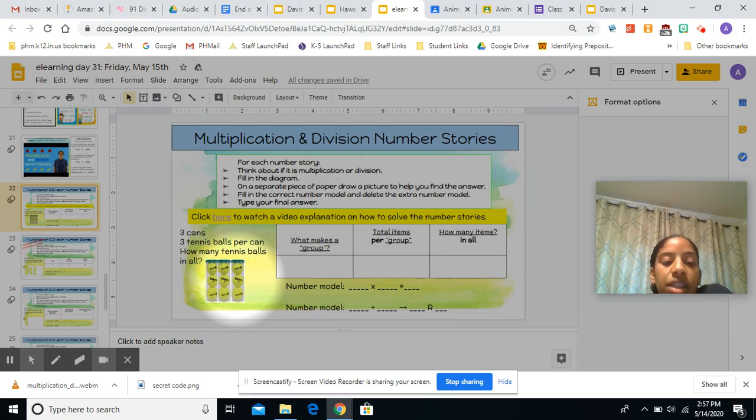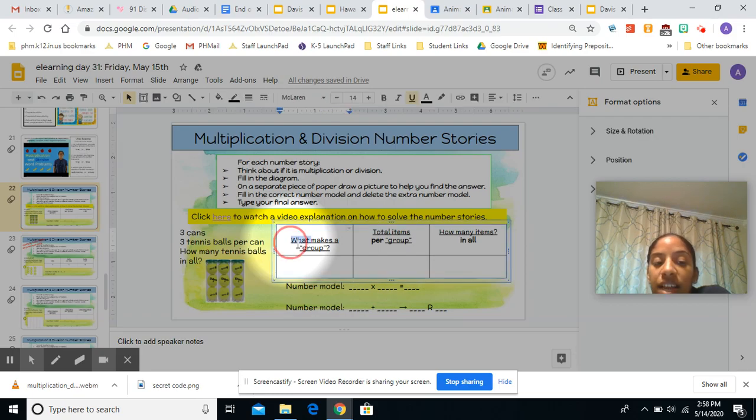It says 3 cans, 3 tennis balls per can. How many tennis balls? And so here I just have visuals of 3 balls in a can, and I have 3 cans. So if I were to add 3 plus 3 plus 3, I get 9. And you can see that if you were to count every single one, it will total 9. Now, to do the diagram, I need to ask myself, well, what makes a group? It says 3 tennis balls per can. So my group would be putting them in a can.